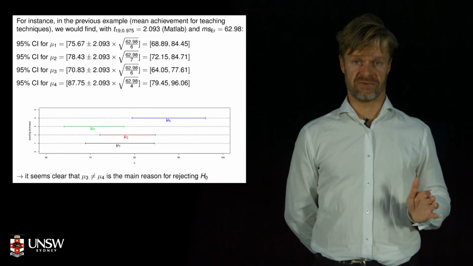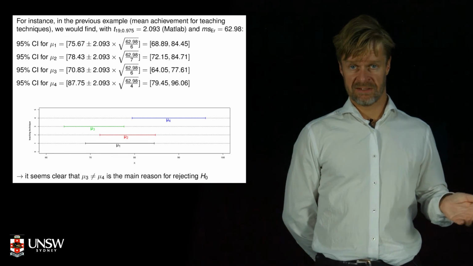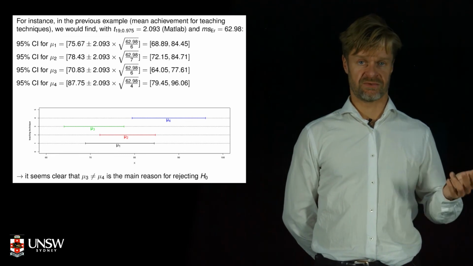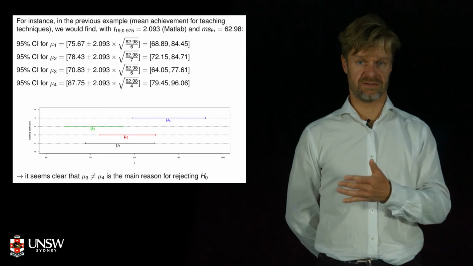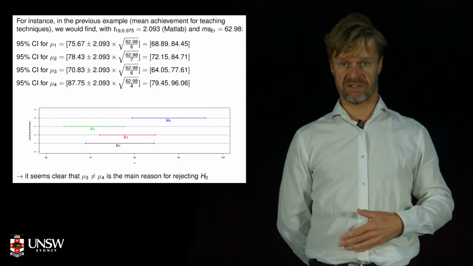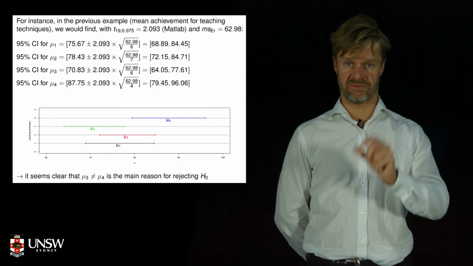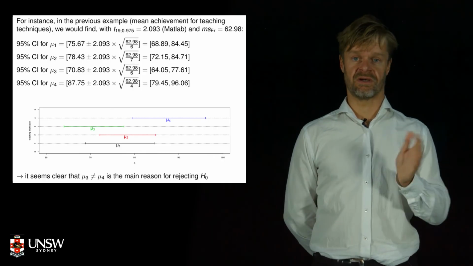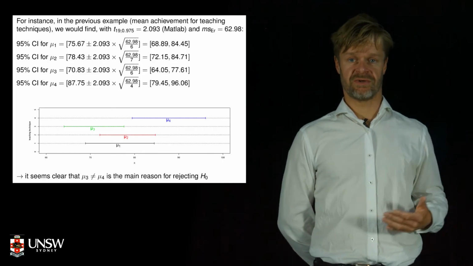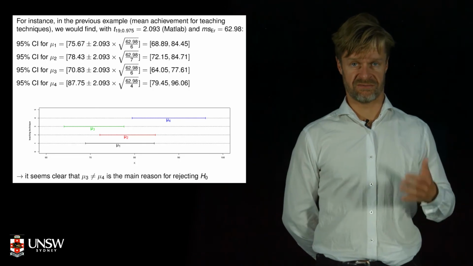We could construct a confidence interval for each group. You look at them, and yeah, look, mean for technique 4 seems to be bigger than the rest. Mean for group 3 seems to be less. I mean, there's no overlap between 3 and 4, so maybe they're different. But there's a bit of overlap with the others, so it's still not clear what's going on here. We still don't know for sure.